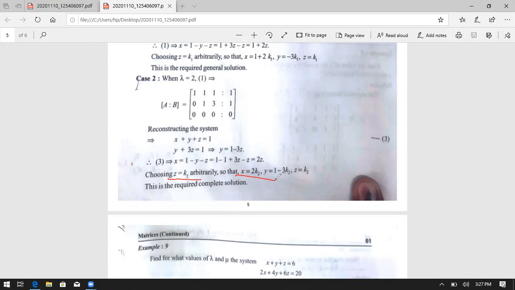Here we take lambda as two values, that is 1 and 2. That's why this is the first case, lambda is equal to 1. We take that one, and after that we find the values of x, y, z here. And next, the second case, that is lambda equal to 2, where we take the x value. Okay, this is the complete solution. Next, come to the next example.